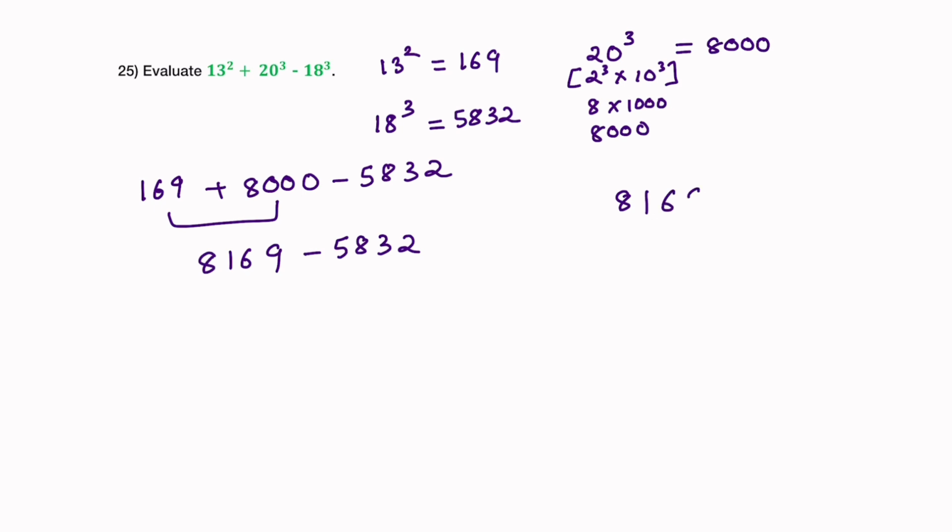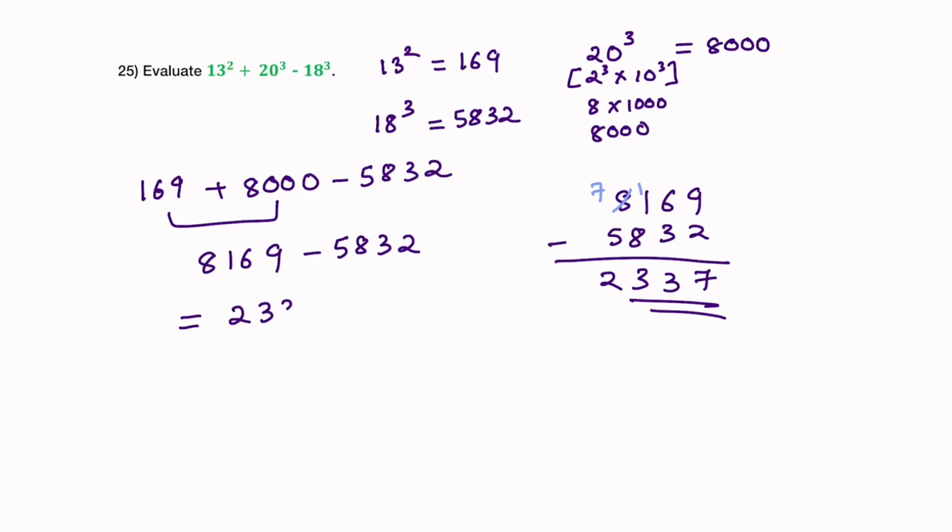It's 8169 minus 5832. So that's 7. That's 3. Now this is not possible. So we do this, right? So that's now 11 minus 8 is 3. 7 minus 5 is 2. So the answer is 2337. And it's done. Already 25 questions done.